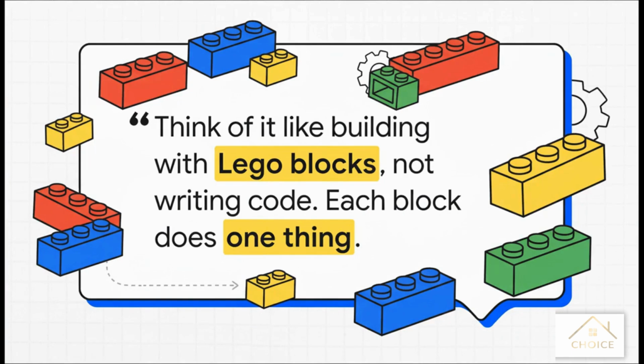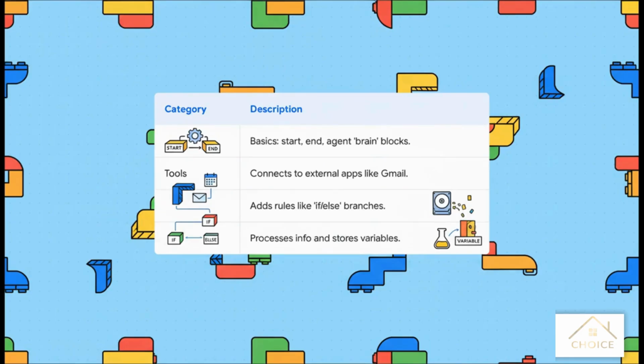Honestly, this right here is the perfect way to picture it. You are not writing code, you're just playing with Lego blocks. Each block has one specific job, and all you have to do is snap them together to create whatever you need. And these Lego blocks are organized into 4 simple categories. You've got your core blocks for starting, stopping, and the AI brain itself. Then there are tools, which let you connect to all the apps you already use, like Google Calendar or Gmail. Logic adds some simple decision-making, and data blocks help your agent handle information.